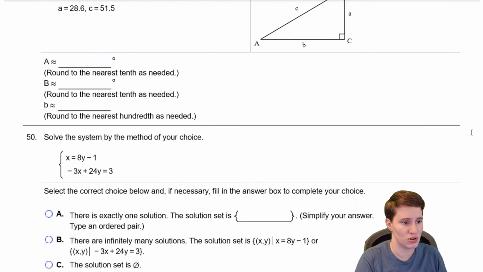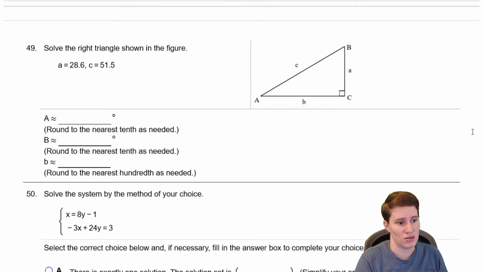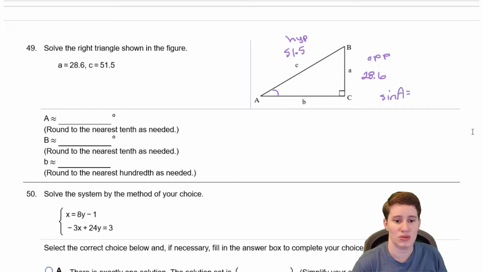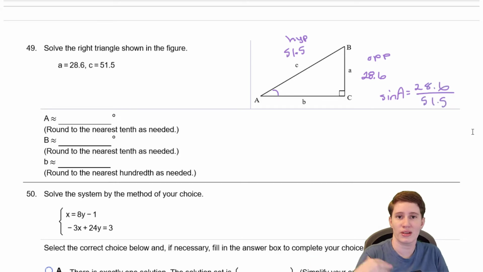Okay, two more problems. Use these two things to find the rest of the parts of this right triangle. We know A is 28.6 and C is 51.5. To find the third side, we could use the Pythagorean theorem, or we can use one of our trig functions. We do need to figure out what either A or B is at some point. If I want to know what A is, this is the opposite side and this is the hypotenuse, so I would use sine. Sine of angle A, which is what we don't know, equals 28.6 over 51.5. Now, we do 28.6 divided by 51.5, and then we do the inverse sine to get A.